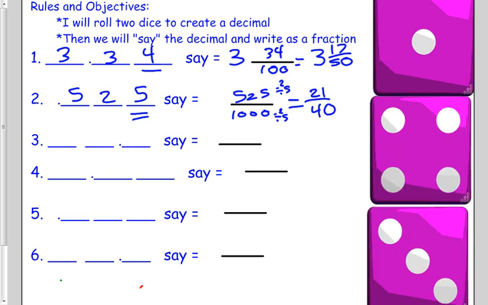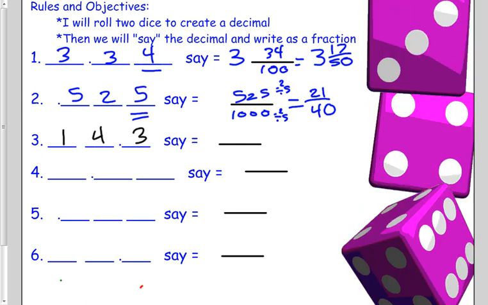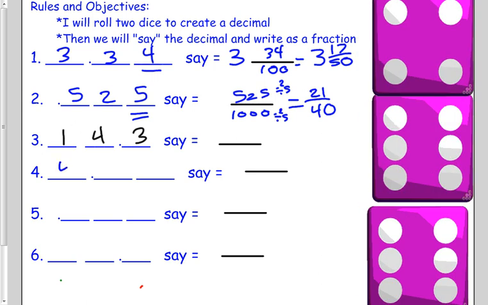All right, I'm going to go ahead and create these next few for you, and then I want you to do your best to solve them. So our first one will be 14 and 3/10. All right, then we have 4 and 66 hundredths.